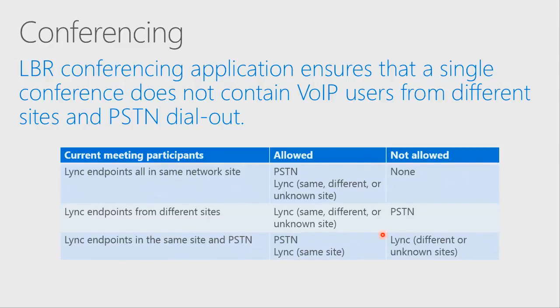So if you have Lync endpoints from different sites already in the conference, then the PSTN user would not be allowed. Other Lync users can still join. At this point, everybody would have to join with the Lync client. But if we had one Lync endpoint in, and then the PSTN user was the second one to join, now what this application will do is prevent Lync users from other sites, because we have this PSTN leg, so we can't have these users from different network sites. Okay? Yeah, so that's what the experience will be here.